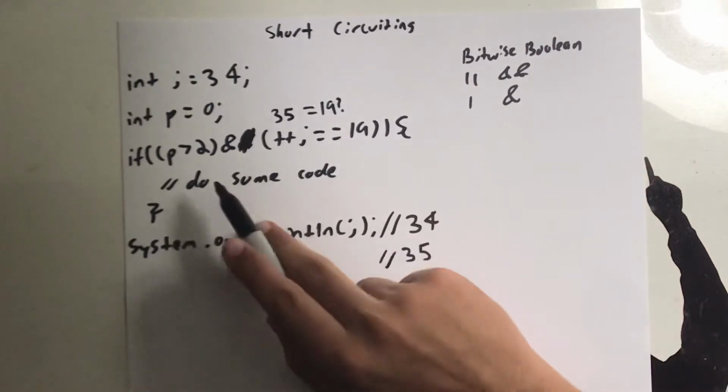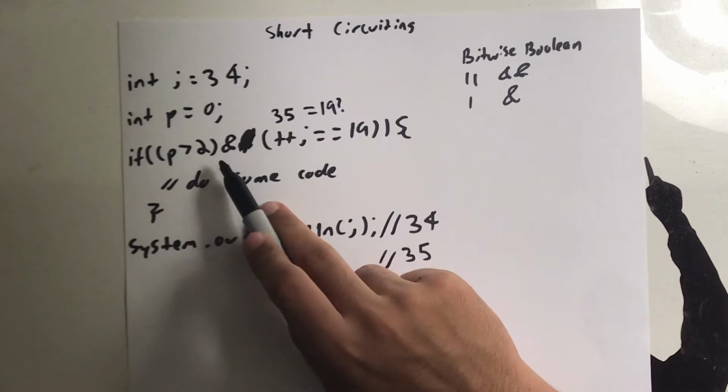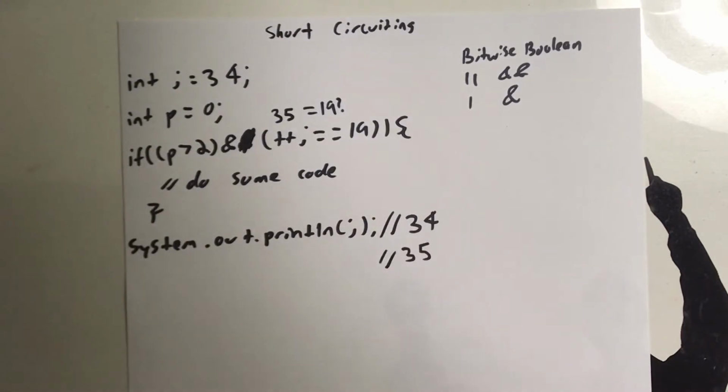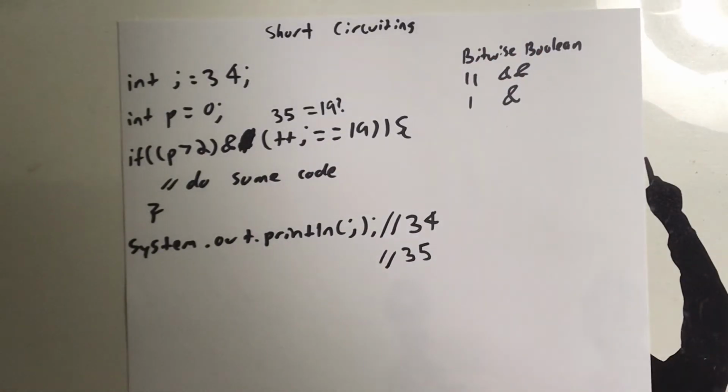So if we did that, the code still was false. Either way it would have been false because this guy was false. But with single bitwise Boolean, you would have to check every single condition. So the whole thing was false. j got incremented by 1. We print out j, which is now 35. So that is short circuiting.